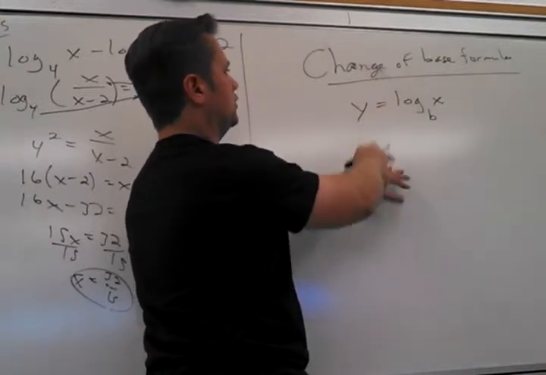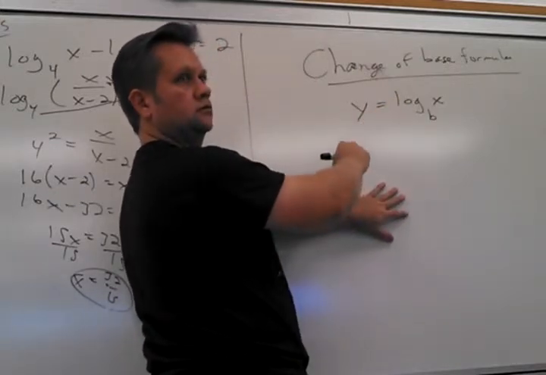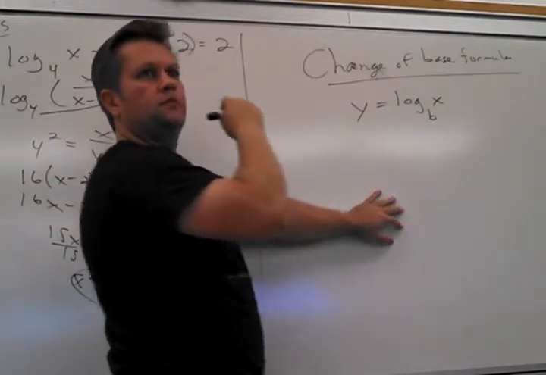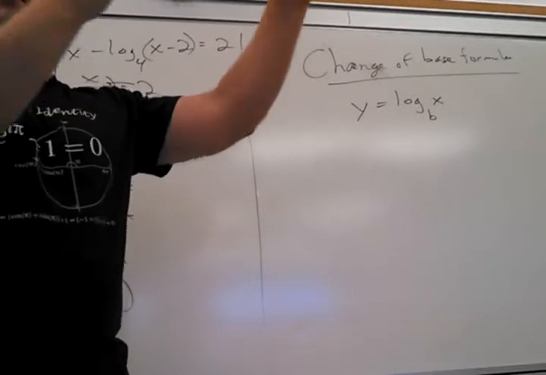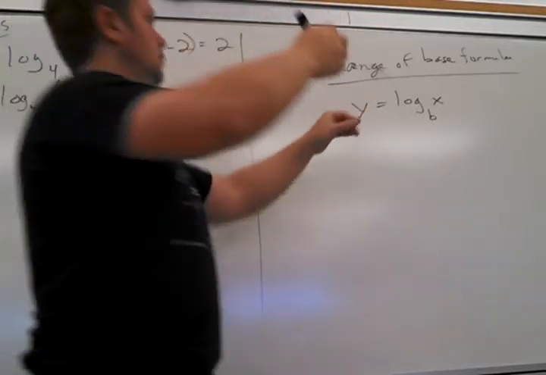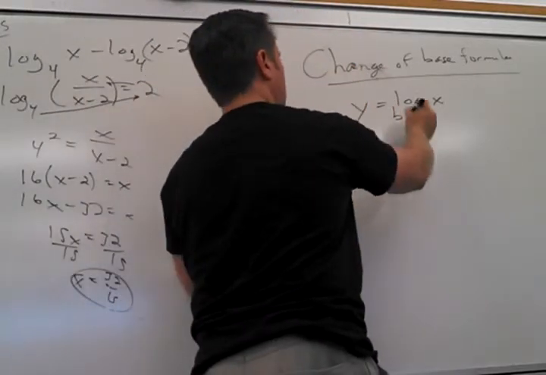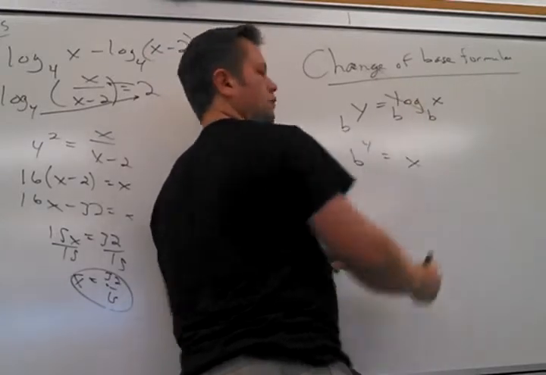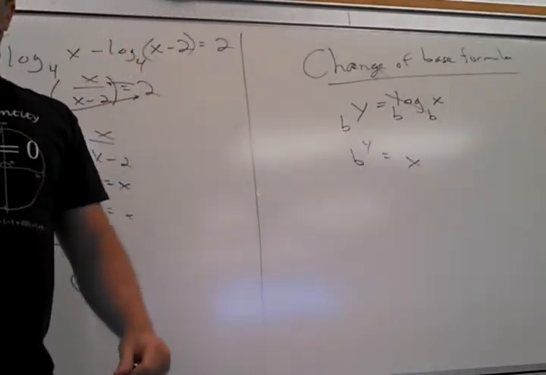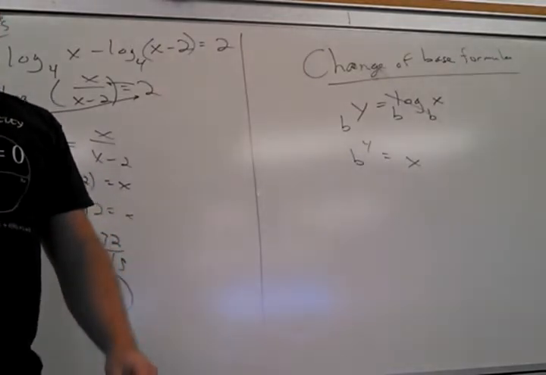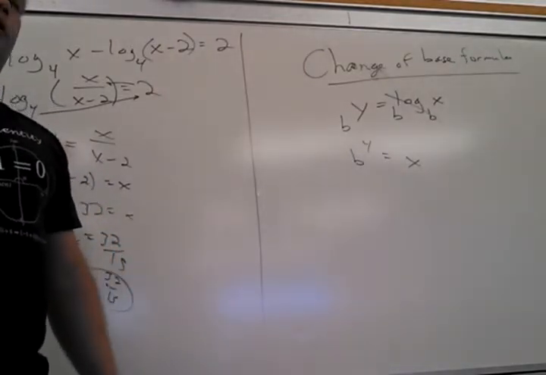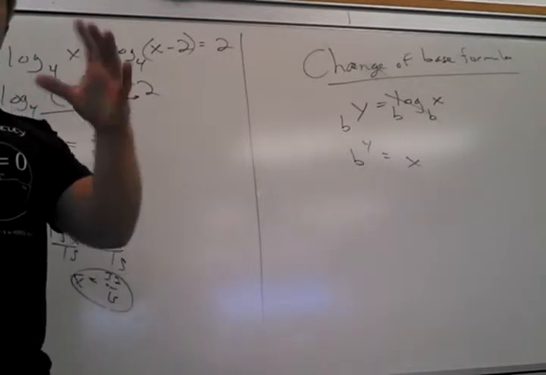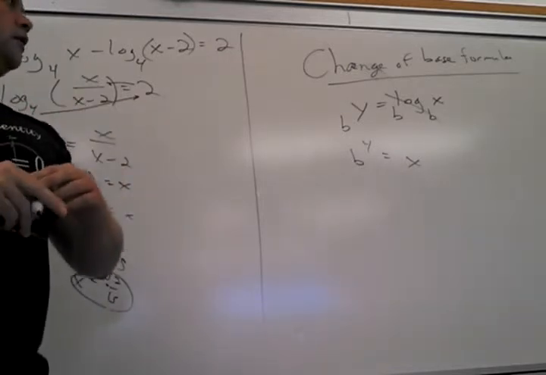How do I solve this for x? Raise what to both sides? b, because the base is b. So if I raise b to that, I get b to the y equals x. Is that cool? I'll let you absorb that. Just like the e thing we did earlier, those are inverse functions, so they kill each other.